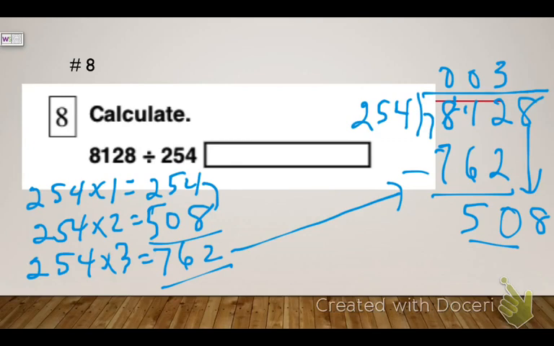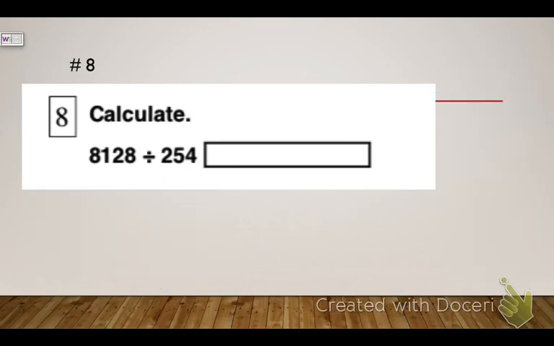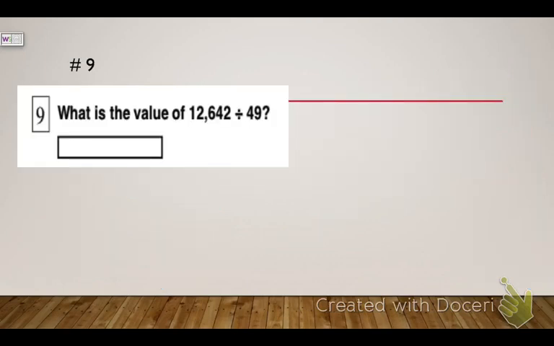And how many times can 254 go into 508? 2 times. Kids, to me, that is a problem we all should be able to do. I know, it's a struggle, but we got to get to it, kids, because that's the expectation. All right, so here we go, next one.